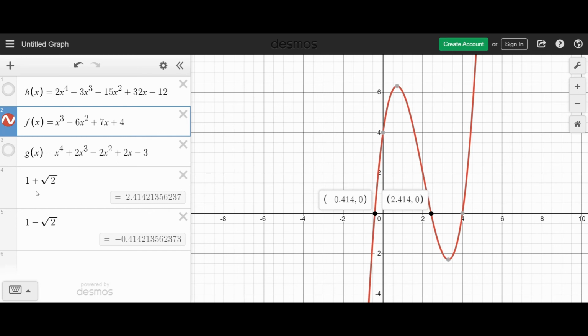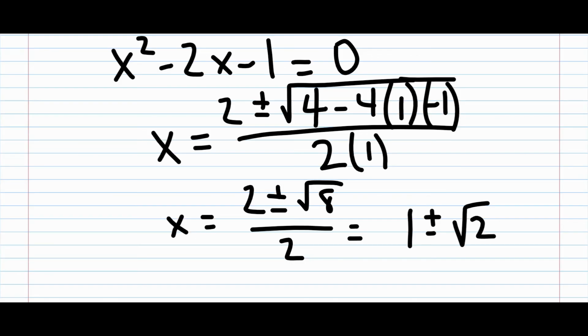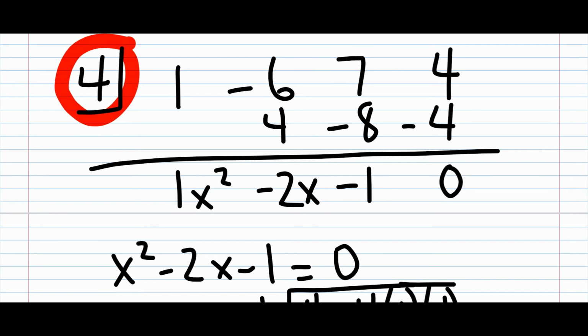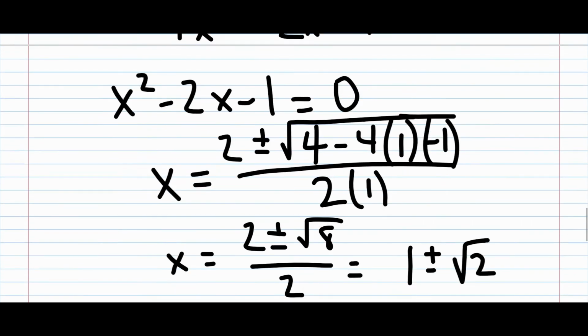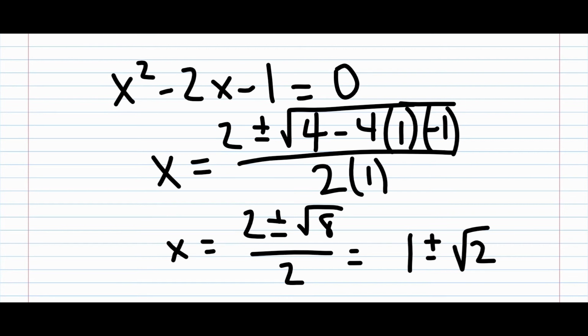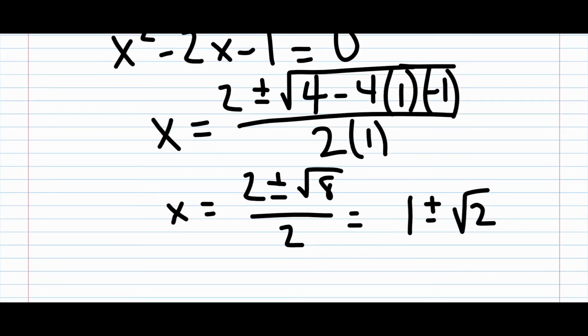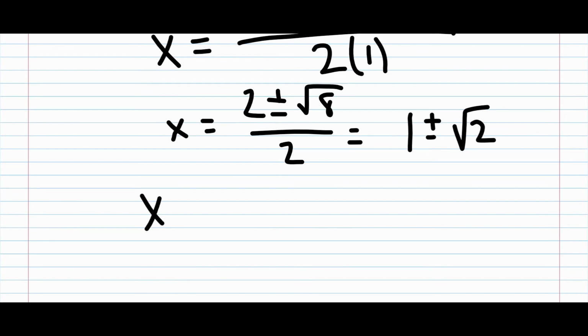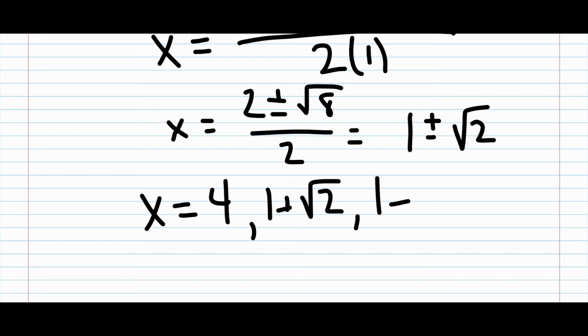The exact values are given here, and the way we found those exact values was to use synthetic division on the 0 that was an integer, x equals 4, and then we used the quadratic formula to find the other 2. So that gave us a total of 3. And I guess if we were going to write the final answer for all the zeros, it would look like this. And there are our 3 zeros for that polynomial.